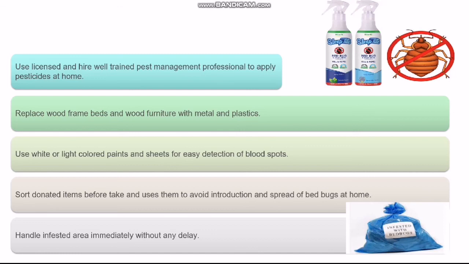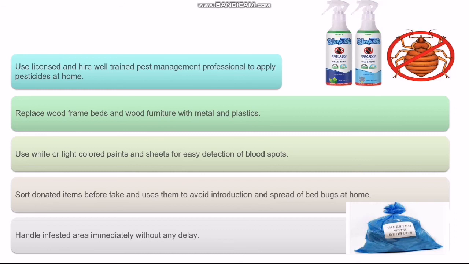In preventing bedbug infestation, replace wood frame beds and wood furniture with metal and plastic items, or items that can be easily cleaned with soap and water, as bedbugs have a strong preference for paper and wood. Use white or light-colored sheets for easy detection of bedbug spots.